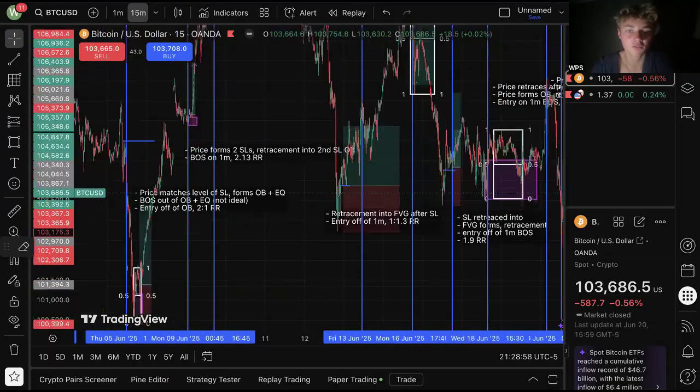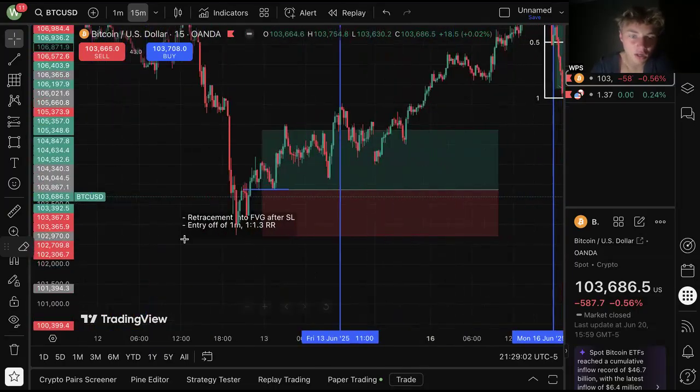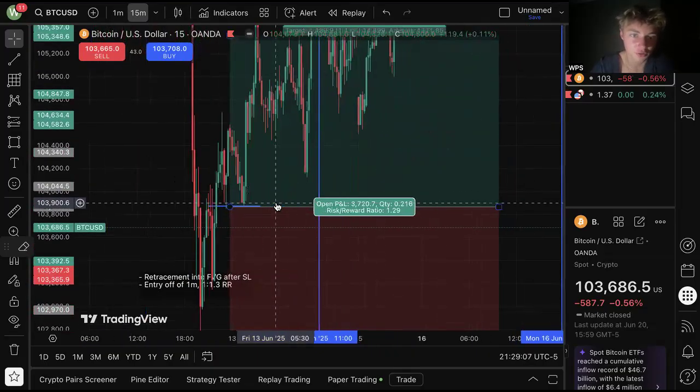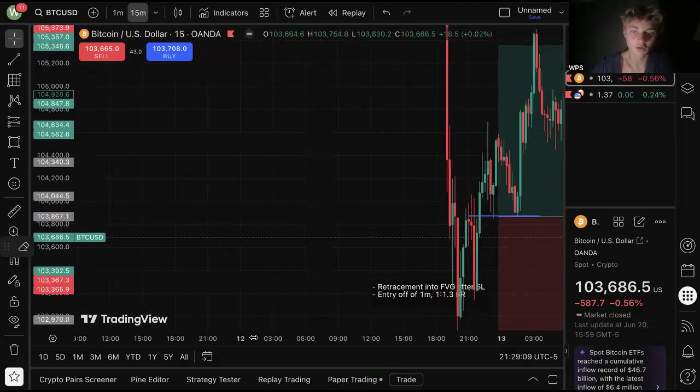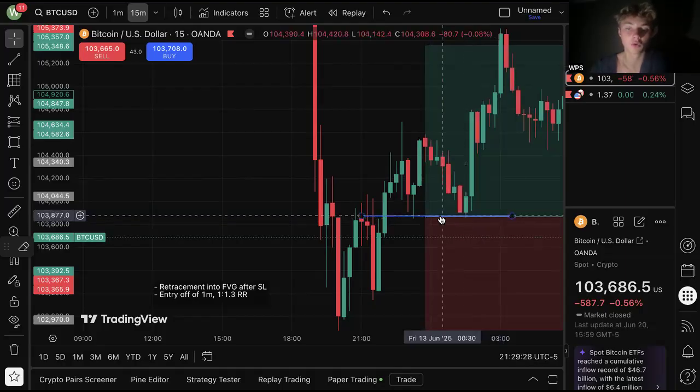This does form a fair value gap on the 15 minute that gets almost fully pushed into right here. Again, one of the things I like about Bitcoin is that it seems to respect price, like order blocks, equilibrium, and especially fair value gaps a lot more than USD Canada, which is why I'm considering bringing fair value gaps back into my trading strategy for Bitcoin.